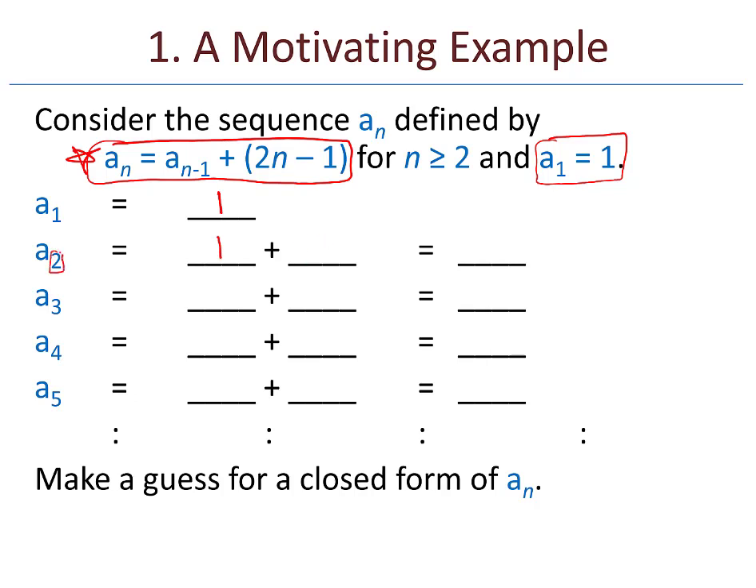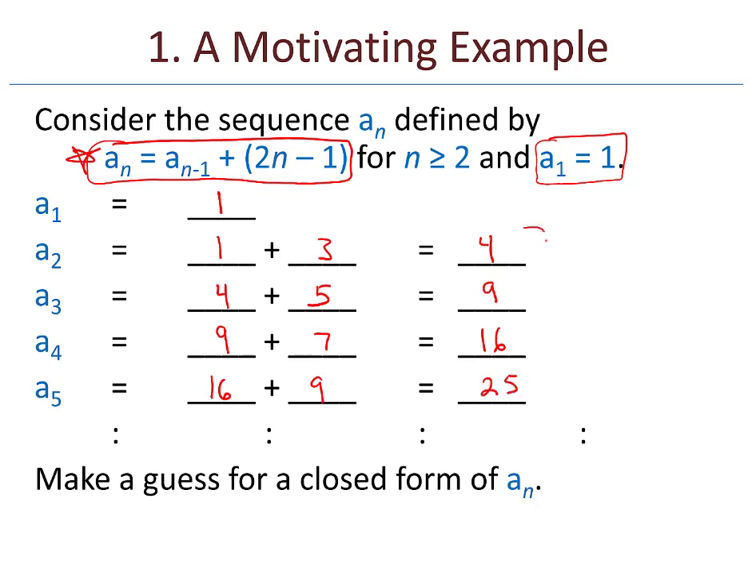So a sub 2 is the previous term, which is 1, plus 2n minus 1. Now my n is 2, so twice the subscript minus 1 will be 3. So I get 4 as my answer. A sub 2 equals 4. A sub 3 is the previous term, 4, plus twice the subscript minus 1. There's my 2n minus 1, which is 5. 4 plus 5 is 9. A sub 4 is 9 plus twice 4 minus 1. That's 9 plus 7, which is 16. A sub 5 is 16 plus twice the 5 minus 1, so that's plus 9. 16 plus 9 is 25.